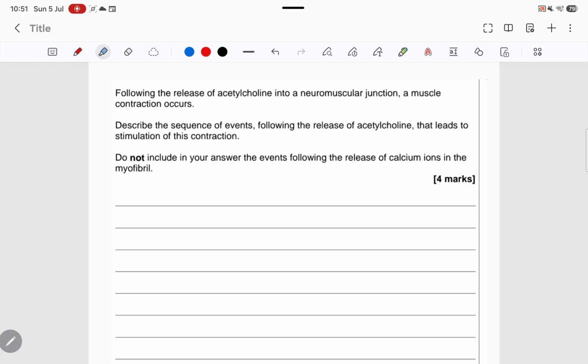Okay, so this is the next part of the same question. The question is, following the release of acetylcholine into a neuromuscular junction, a muscle contraction occurs. Now the examiner is asking to describe the sequence of events. You need to write the stages step by step following the release of acetylcholine that leads to the stimulation of contraction.